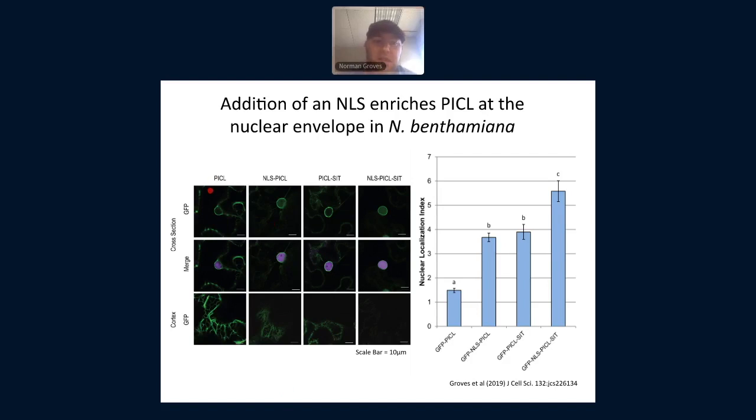So we tested each of these Pickle varieties in Nicotiana benthamiana. First with Pickle, it behaves like an ER protein. It's localized at the nuclear envelope, but also you see fluorescence along the cell periphery, which are ER contact sites. And if we go to the cell cortex, you can see it's on the ER. That has a nuclear localization index of about 1.5. When we add our NLS, we get a 3-fold increase in enrichment. We see a comparable enrichment with our KASH tail. And these two signals appear to have an additive effect, as NLS-Pickle-KASH has an increase in nuclear localization index compared to its two compatriots.